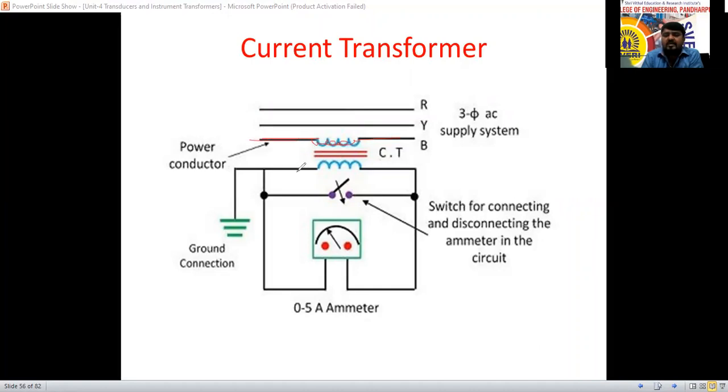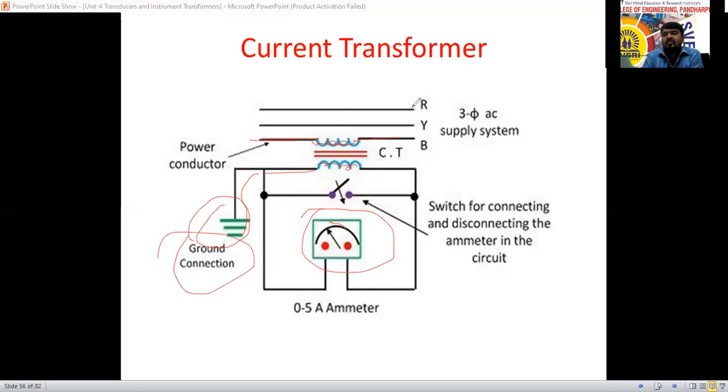Then the secondary we have taken to the other side, which is directly connected to the ammeter. One ground connection we have given here, whatever the excess voltage is, we send into the ground to avoid hazards like high voltage and all the things here.